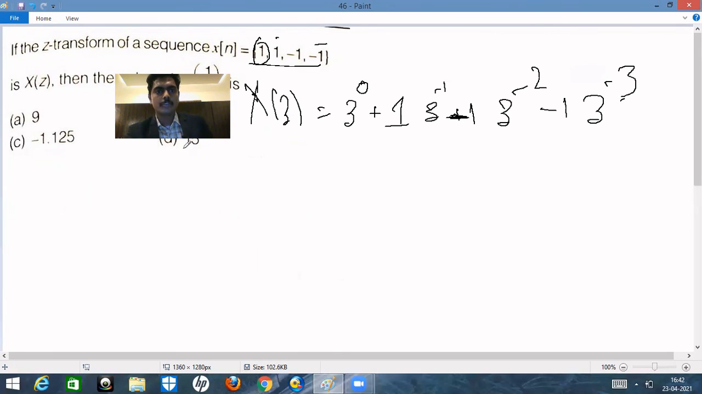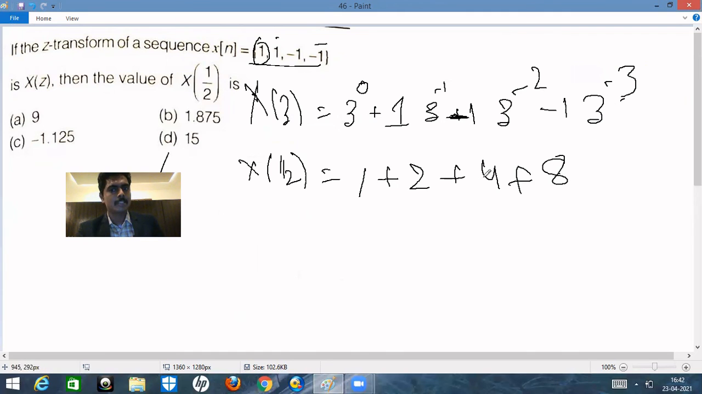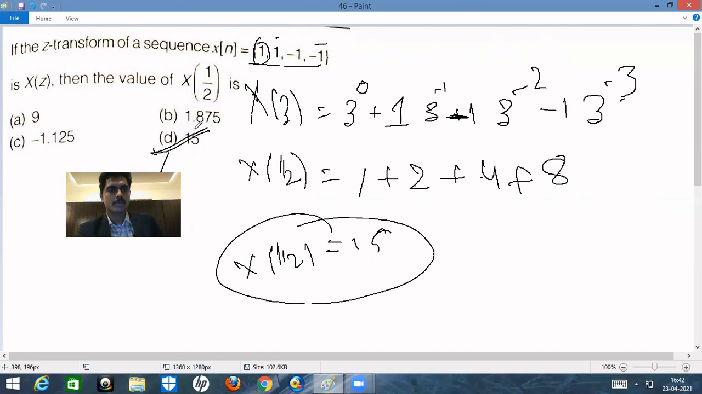So definitely, if you substitute x of 1 by 2, x of 1 by 2 is equal to z power 0, which is nothing but 1, plus 1 by 2 whole power minus 1, it is nothing but 2, plus 1 by 4 whole power minus 2, it will be 4, plus 1 by 8 whole power minus 2, it will be 8. 8 plus 4 is 12, 12 plus 2 is 14, plus 1 is 15. So therefore x of 1 by 2 is nothing but 15, right? So which is nothing but option D.